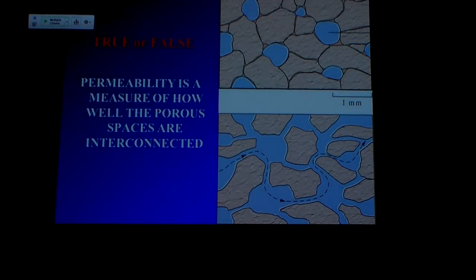So true or false? I'll let you guys work for a minute. Permeability is a measure of how well the porous space, the pores, are interconnected.